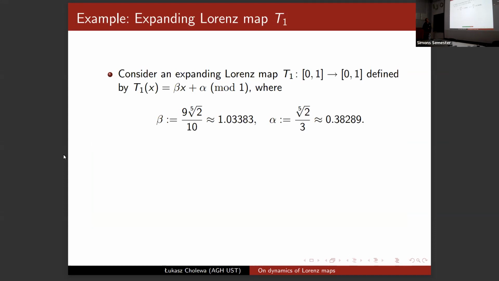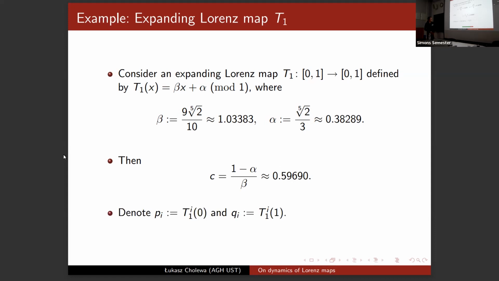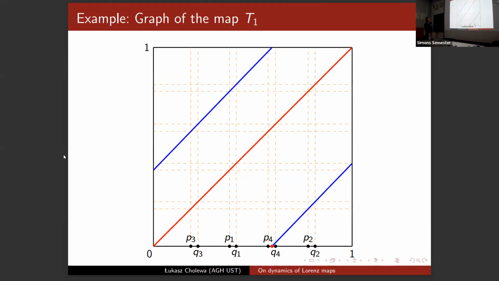So consider a piecewise affine expanding Lorenz map T, defined by this formula and these values of beta and alpha. Then the critical point has this value. Denote by p_i the points from the trajectory of 0, and by q_i the points from the trajectory of 1. Let's see the graph. Here is a critical point C, this red dot, and we also have some fragments of trajectories of 0 and 1.